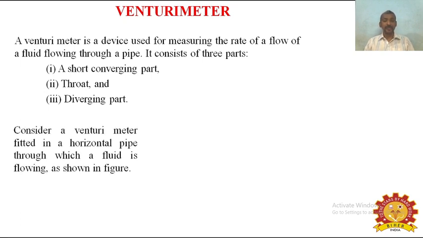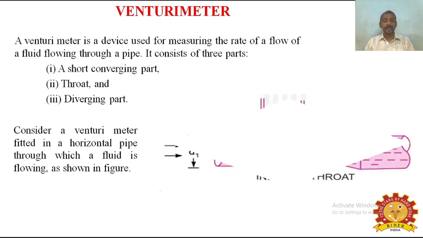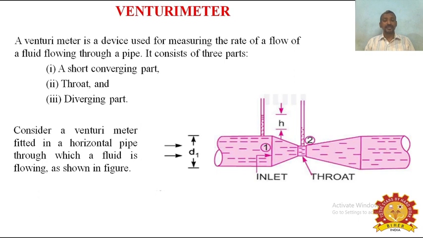Consider the venturimeter connected on a horizontal pipe, with a U-tube manometer setup as shown in the figure. Based on that, we write D1, the diameter of the pipe at section 1; P1, the pressure at section 1; V1, the velocity of liquid flow at section 1; and A1, the area of the pipe at section 1. For a circular section we use the common formula: area equals pi by 4 d square.